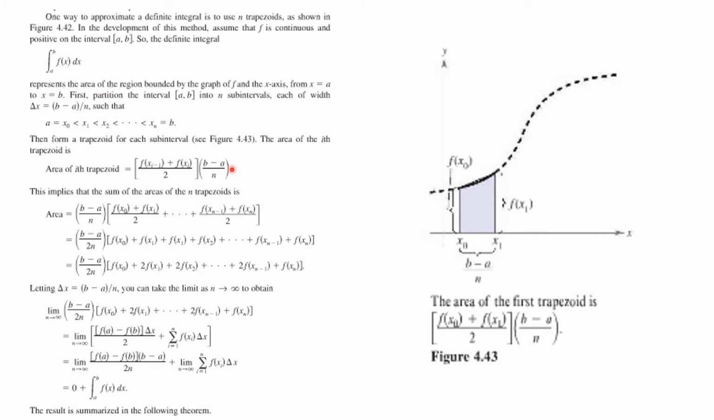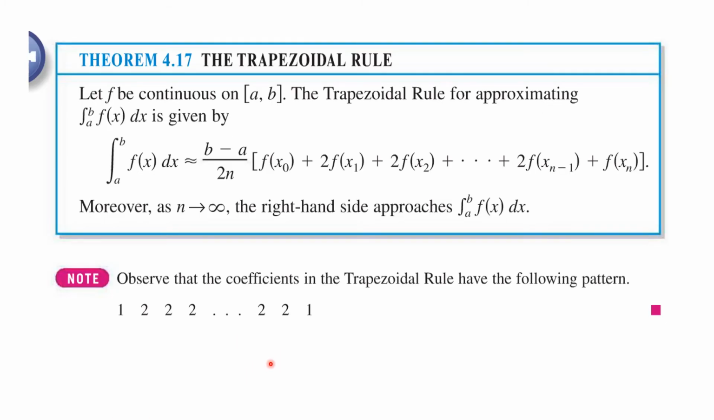So then if we add all those areas together, notice that I can factor out the 2 from here, and that gives you b minus a all over 2n, and we have all of these. But notice that except for the first one and the last one, these are all repeated, so it is 2 times that. And so when we let n go to infinity, this can be calculated to approximate the definite integral. Okay, so that is the trapezoidal rule. Here's a statement of it.